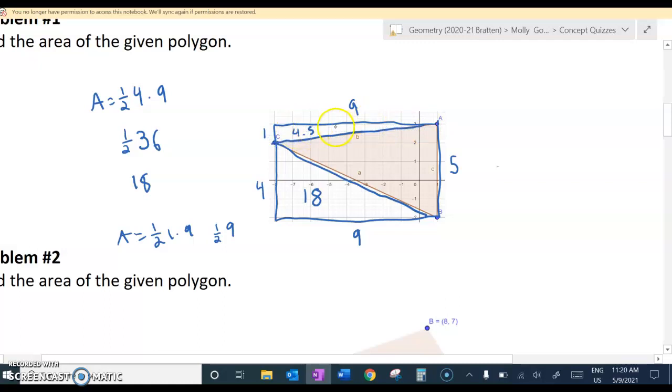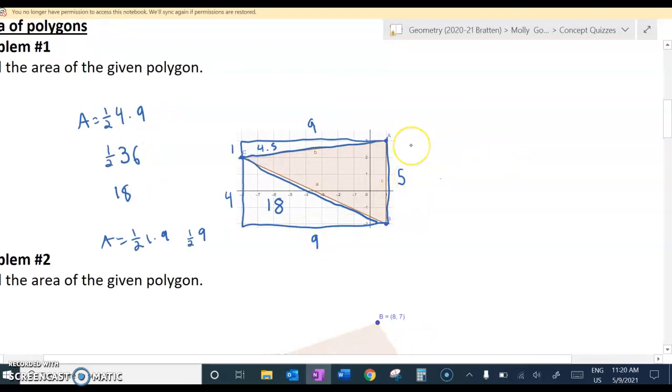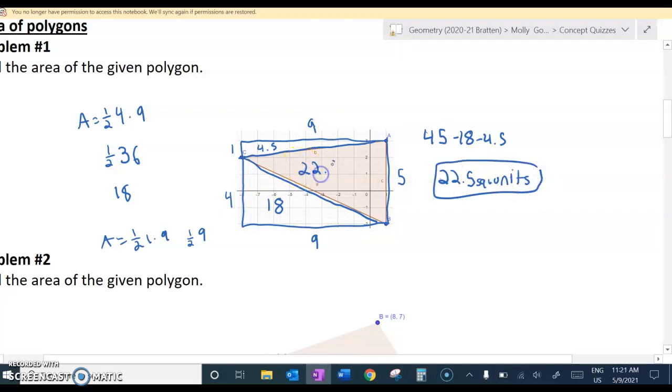Then after I have these two triangles that aren't the given polygon, I can then find the area of the whole rectangle. So 9 times 5 is 45, and then subtract those small triangles. So minus 18 and minus 4.5. And then you get 22.5 square units. And that's the answer. So this is 22.5.